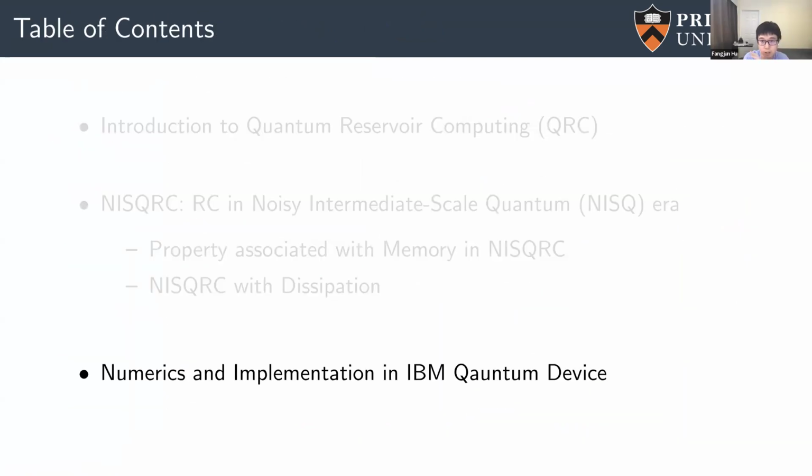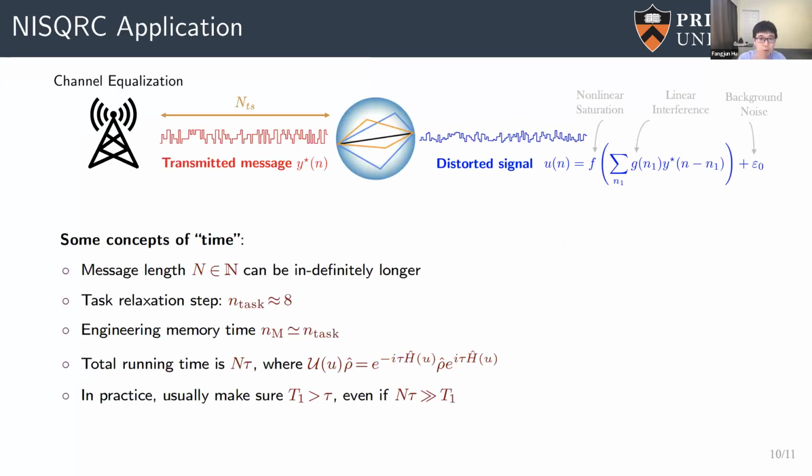Okay, so let me talk about the final part, which are the results of numerics and experimental implementation in the IBM quantum devices. Before talking about the result, let me just give you some review, because in this talk there has already been a lot of quantities involving the time. So I just list all the notions here for clarification.